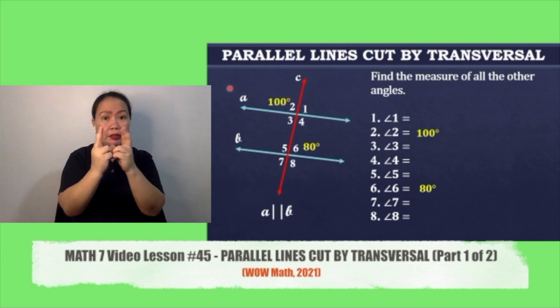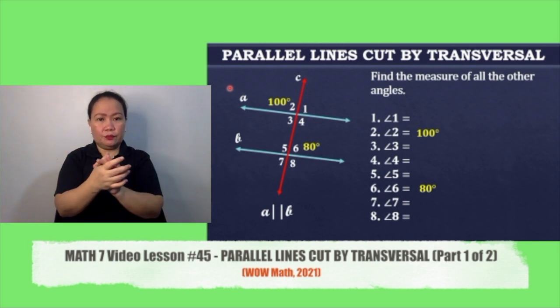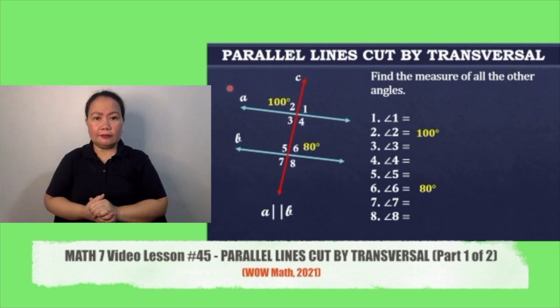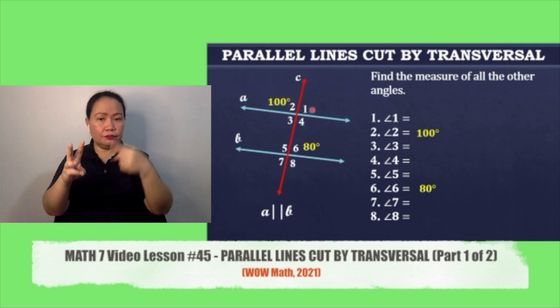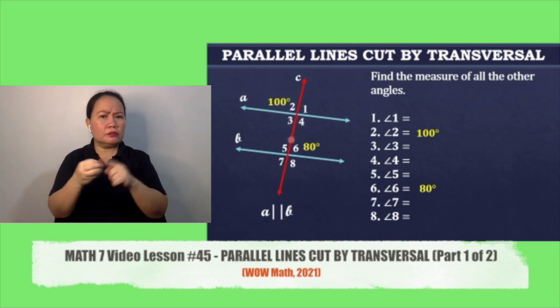Okay? So, find the measure of all the other angles. So, you may apply those concepts ng angle pairs and angle pair relationship. So, ito lang ang given natin, si angle 2 at si angle 6. So, how are we going to find the measure of the other angles? Okay? So, apply natin yung concept nun.